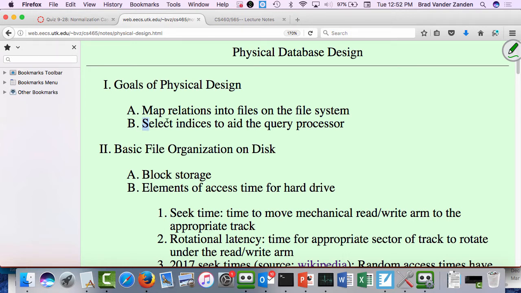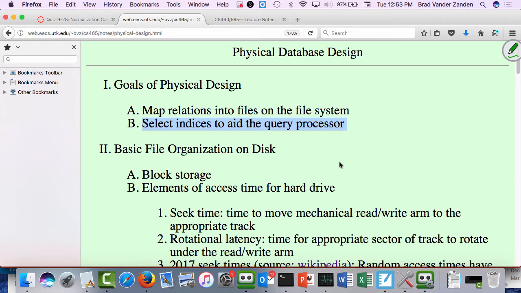relations, which we'll talk about, you'll choose one of those particular file organizations. Then the second big thing for physical design is selecting indices to aid the query processor. So how we organize our relations on a file matters, but also we can provide additional indexes on different attributes that will aid the query processor, and we'll talk about that as well. An index is a lot like the card catalog at the library, helping you to find things quickly.